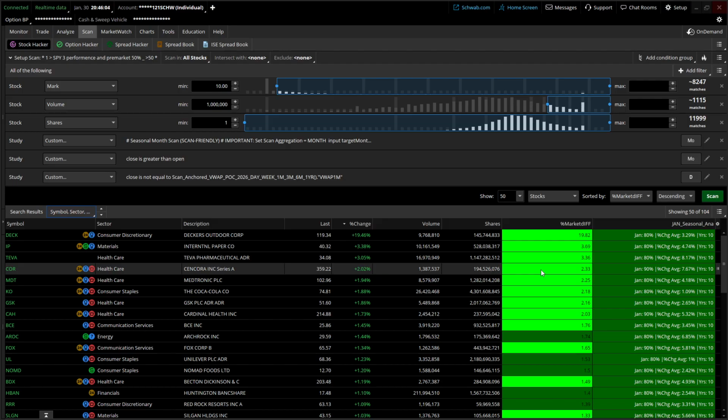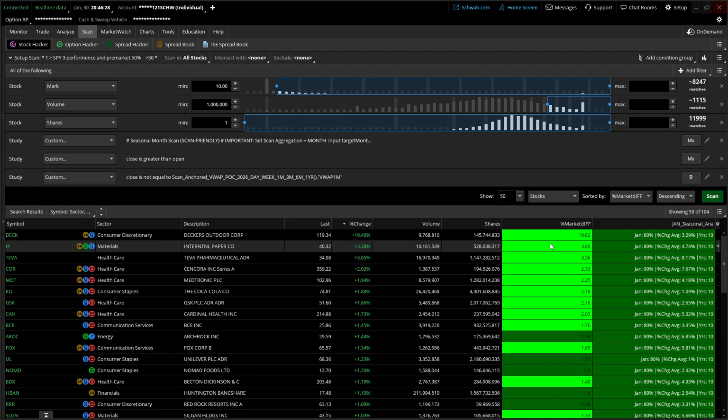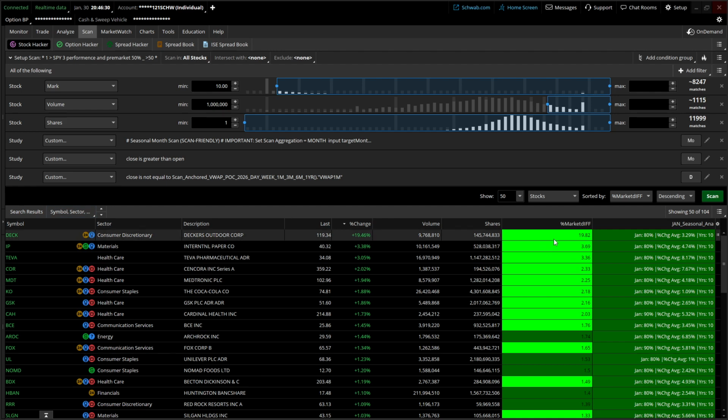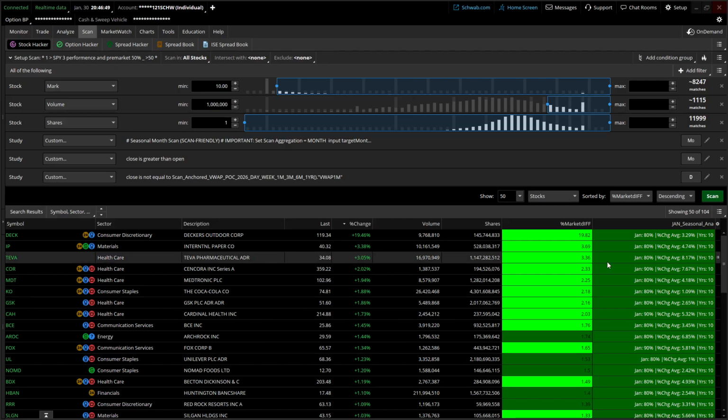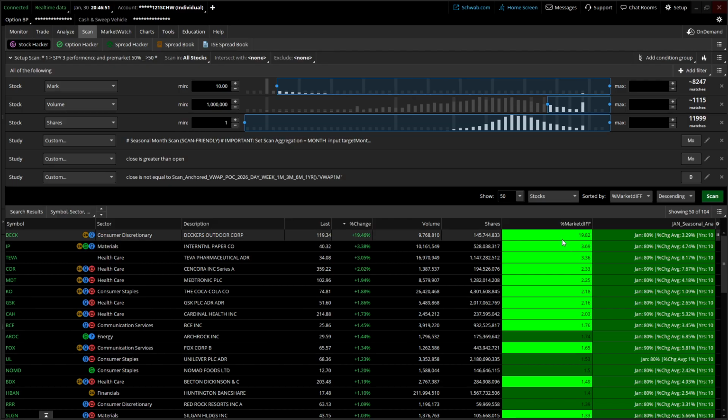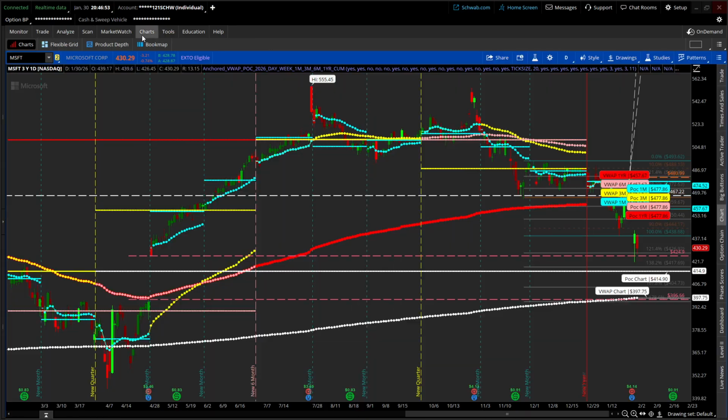Let me slow down. It's also plotting things against the S&P 500 percent change. So this is its difference between its percent change versus the S&P 500 percent change. I'm not sure if I did it for the day or for the month. So I set it for the day. So this is 19% above whatever the S&P 500 did today.